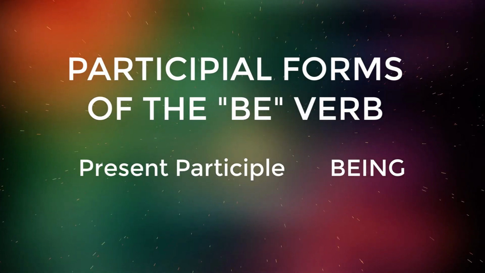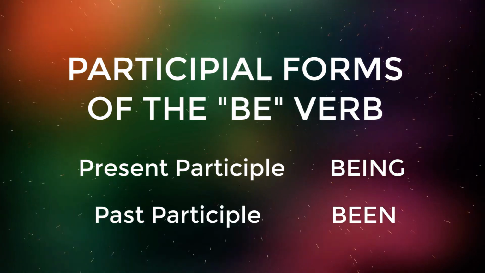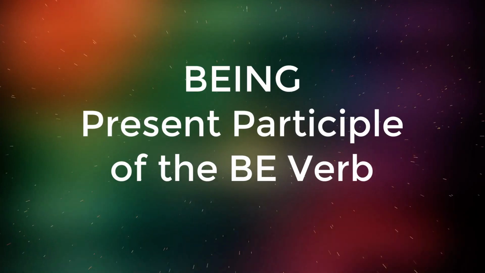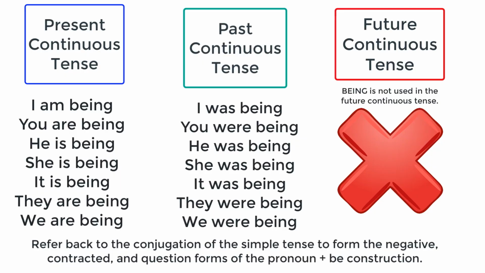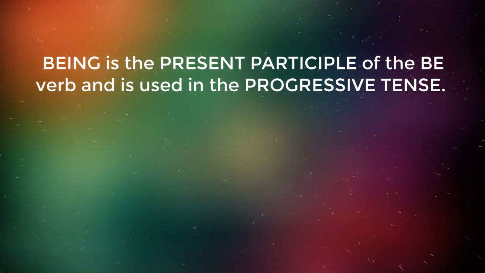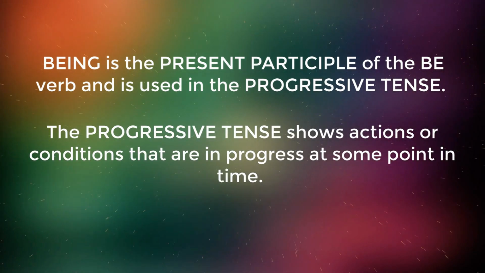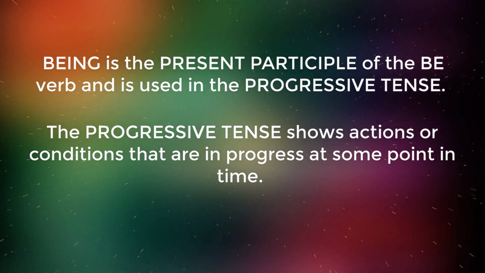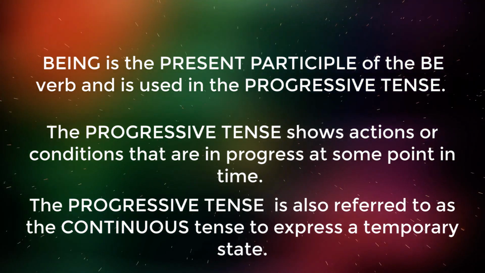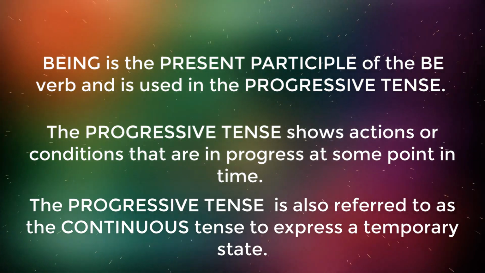Let's go on to look at the participial forms of the be verb. The present participle is being and the past participle is been. Being is the present participle of the be verb and is used in the progressive tense. The progressive tense shows actions or conditions that are in progress at some point in time. This is sometimes referred to as the continuous or progressive form to express a temporary state. Like in this example.